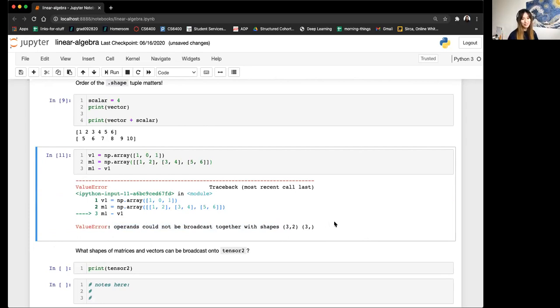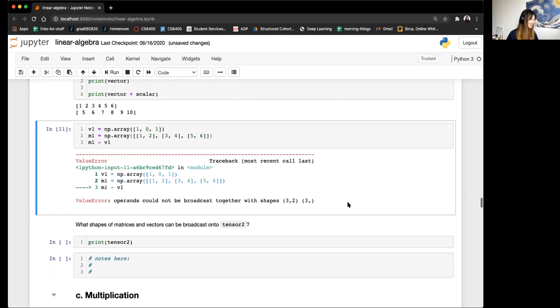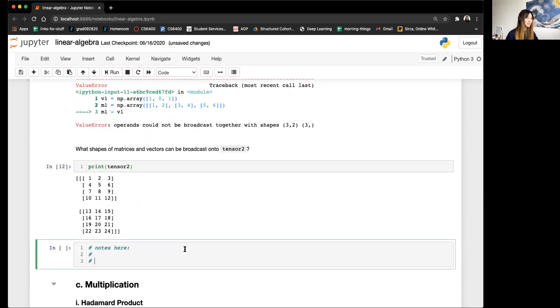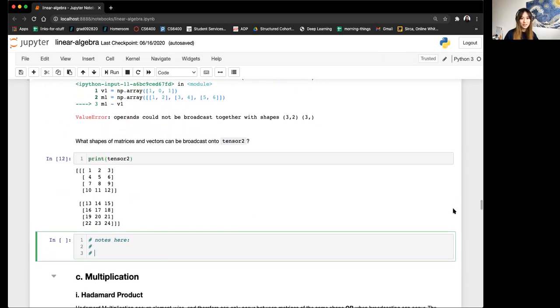But broadcasting is very, very neat, very useful. A lot of pandas operations make use of broadcasting as well. Things like dot apply, if you're applying a function, or if you're just adding to columns of a data frame, they're actually using the same broadcast technology. All right, so question for you all. I have Tensor 2 over here. Any thoughts on what kinds of shapes can be broadcast onto Tensor 2?